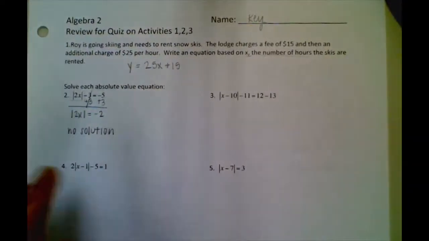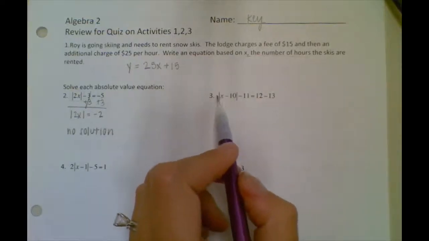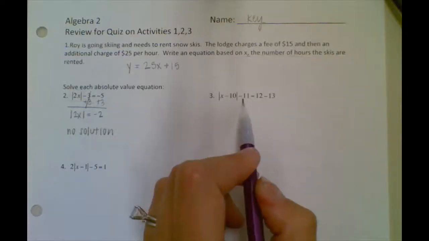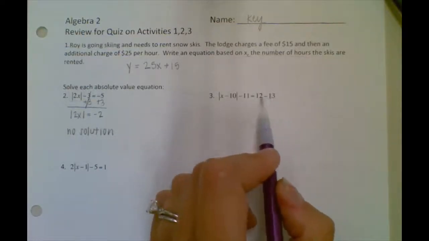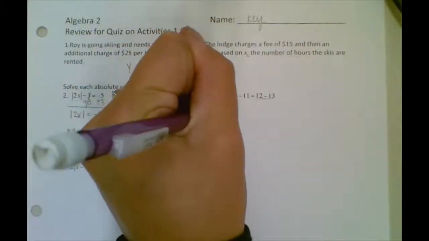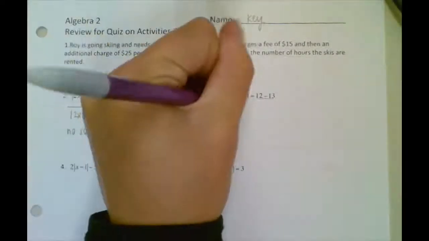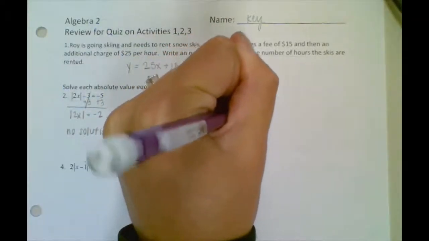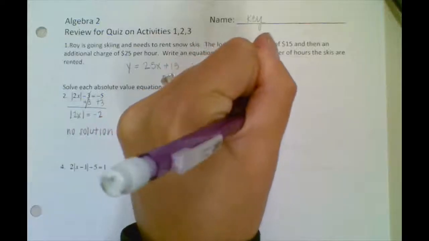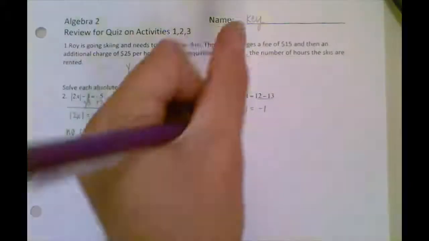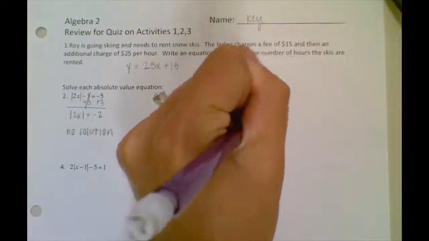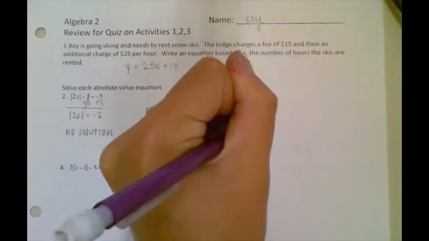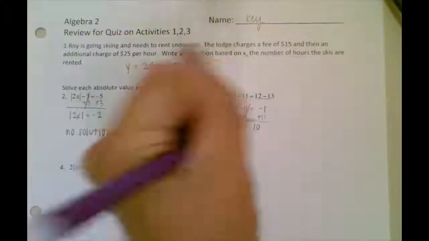All right, number 3. It looks like the absolute value is not by itself on one side of the equation, so I'm going to move this -11 over, but before I do that, I got to simplify this guy because these are like terms. So I have x minus 10 minus 11 equals, it gives me -1. 12 minus 13. Now I'm going to add 11 to both sides so then I can get the absolute value by itself. So absolute value of x minus 10 equals -1 plus 11 is 10.